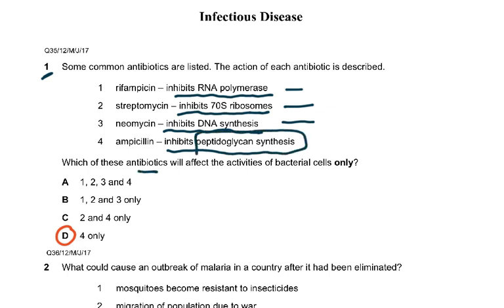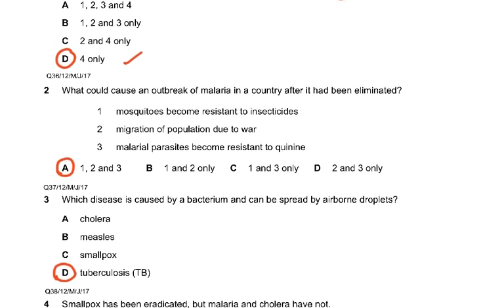Now, which of these antibiotics will affect the activities of bacterial cells only? The word only has been written in bold. So please remember peptidoglycan is only in bacteria. So that is why the answer is D. Then coming to question number 2.